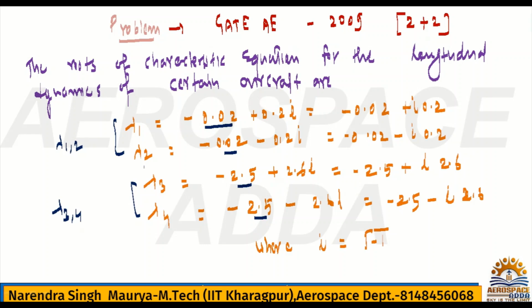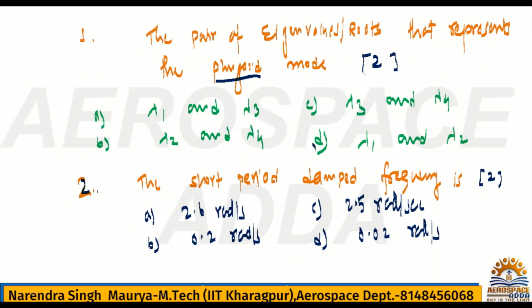So 1 and 2. So your answer is 1 and 2. This is the first one. Sorry, D is the correct answer. Okay. Here see, first one is lambda 1, lambda 3, lambda 3, lambda 4, lambda 2. And so what is your correct answer? Lambda 1 and lambda. Second, they are asking short period damped frequency.